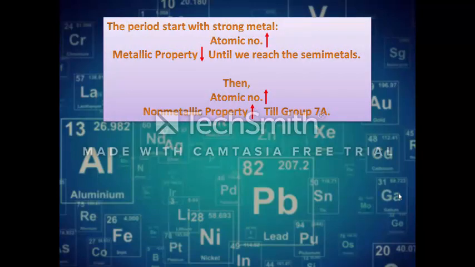The period starts with a strong metal. As the atomic number increases, the metallic property decreases until we reach the semi-metals. Then, as the atomic number increases, the non-metallic property increases too, until group 7A.